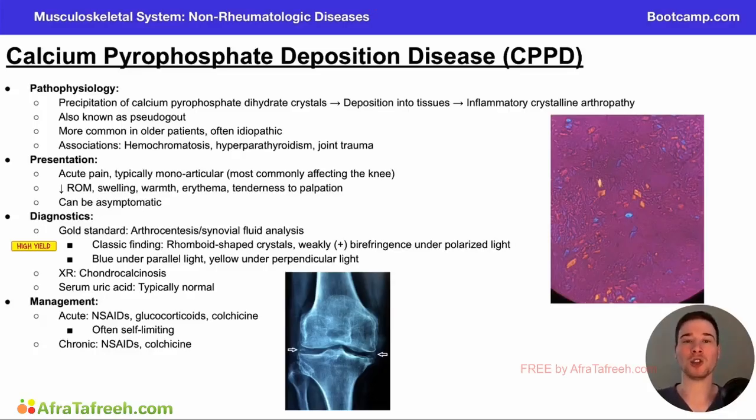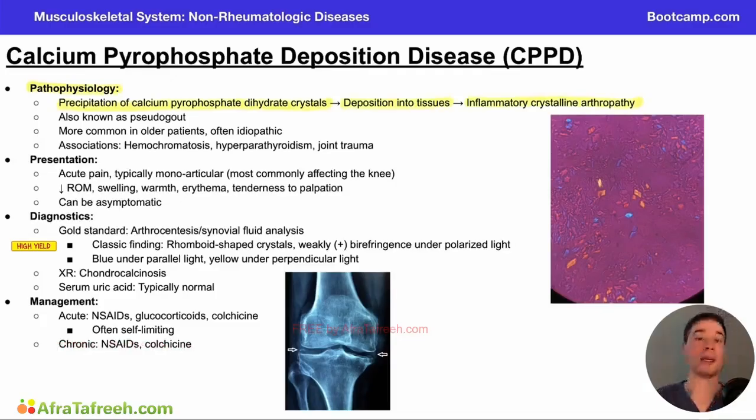One of these is pseudo-gout. Key thing here for test day is to be able to differentiate pseudo-gout from an acute gout attack. And we're going to talk about how to do that here. So the pathophysiology is going to be the precipitation of calcium pyrophosphate dihydrate crystals that deposit in the tissues and lead to an inflammatory crystalline arthropathy.